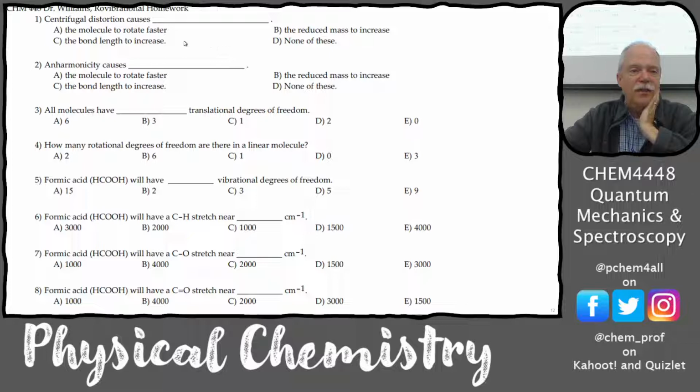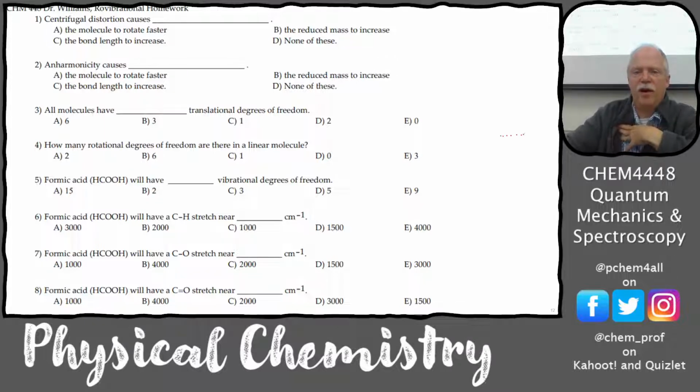Let's see, centrifugal distortion. Again, what is that? That's the bond stretching as the molecule rotates faster. So centrifugal distortion causes the bond length to increase as the rotations go up. This anharmonicity, what's going on with anharmonicity? It's not causing the molecule to rotate faster. Does it change the reduced mass? No.